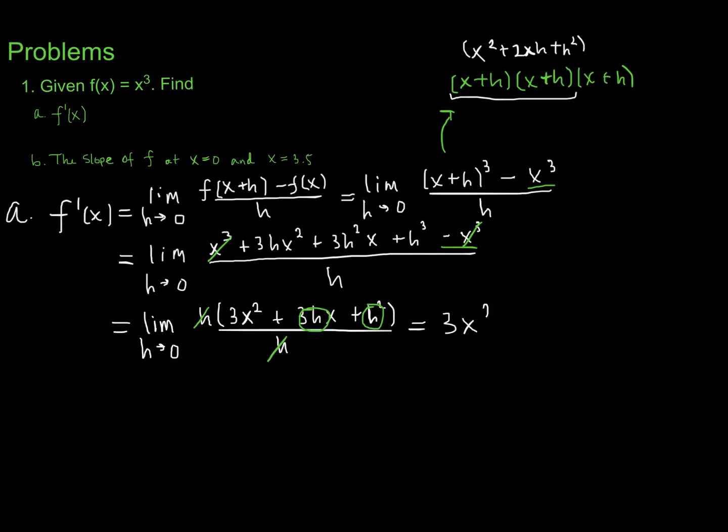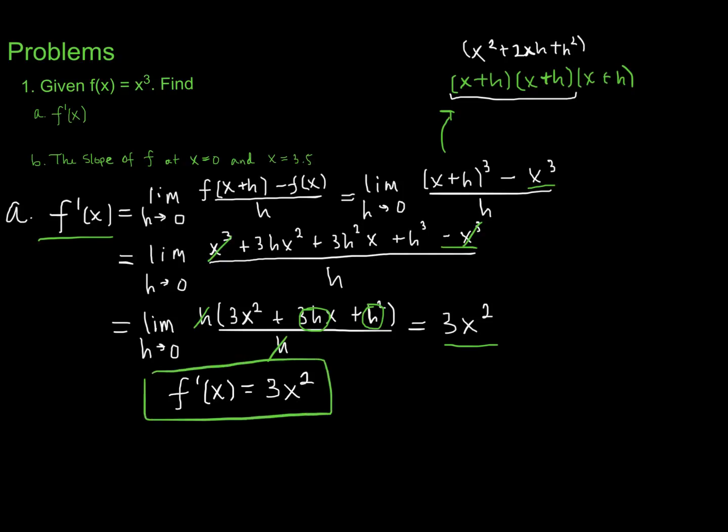3x squared. So what we notice here is that we've found the derivative of f with respect to x, meaning a function f prime of x, which now whenever I plug in an x value will actually tell me the slope of my original function f at that point. So let's just rewrite our function, make sure that we have it here. F prime of x is 3x squared.